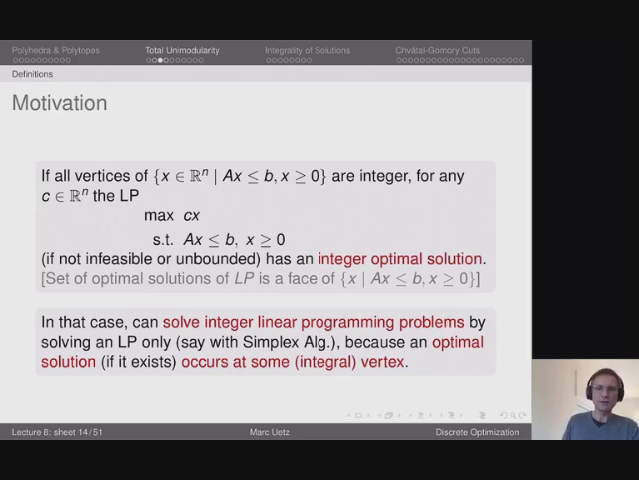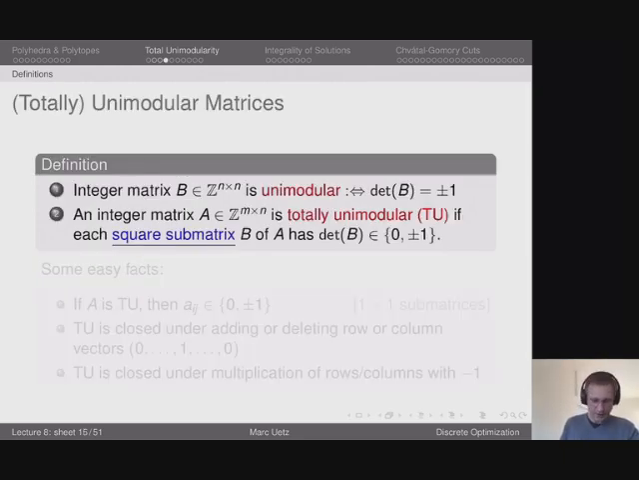Now, what is this magical property, total unimodularity? First of all, we define for a square matrix, an integer square matrix B, what is unimodular? That means that the matrix has determinant either plus or minus 1. Now, if I take an integer matrix A, not necessarily a square matrix, it's called totally unimodular, TU or TUM sometimes, if each square submatrix B of A has determinant either plus or minus 1 or 0.